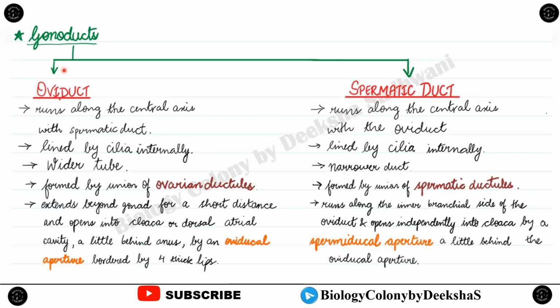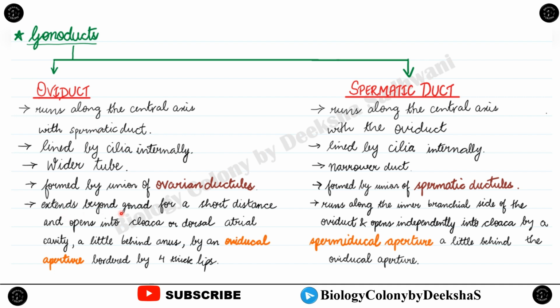Now let's talk about these ducts or gonoducts. So the oviduct runs along the central axis with the spermatic duct, and similarly here the spermatic duct runs along the central axis with the oviduct. Oviduct and spermatic duct both are lined by cilia internally, while the oviduct is a wider tube and the spermatic duct is narrower. The oviduct is formed by union of ovarian ductules and the spermatic duct is formed by union of spermatic ductules.